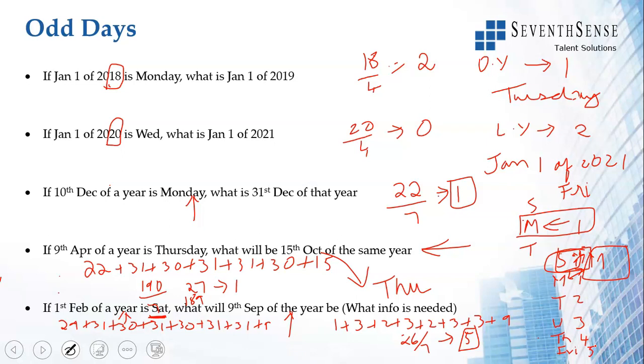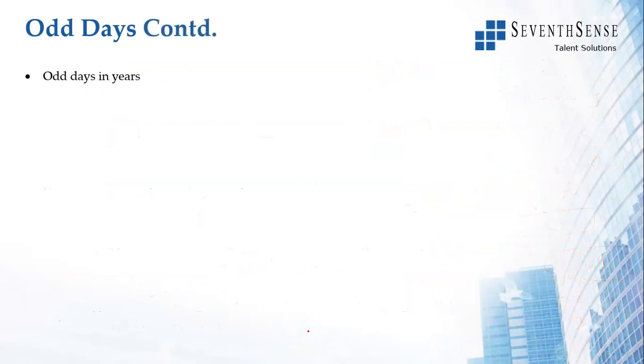Sunday, Monday, Tuesday, Wednesday. 9th September of that year would be Wednesday if the year is leap. Okay, we have taken that the year is leap and calculated. So, odd days in years: find the number of odd days in the first 10 years.